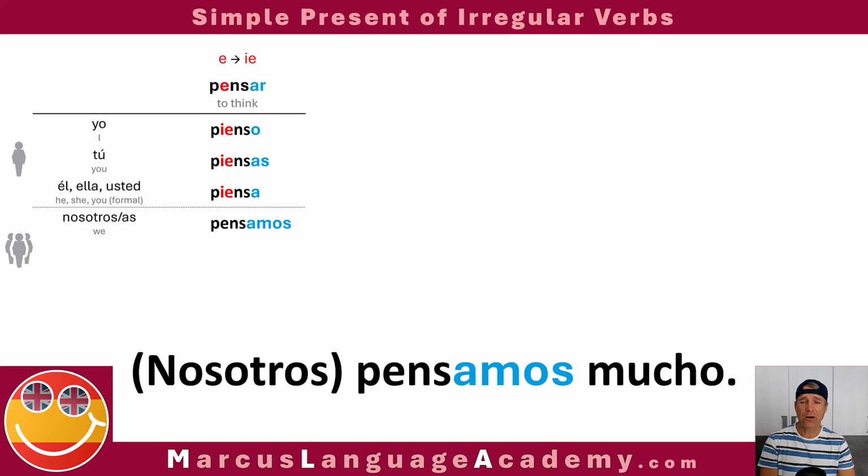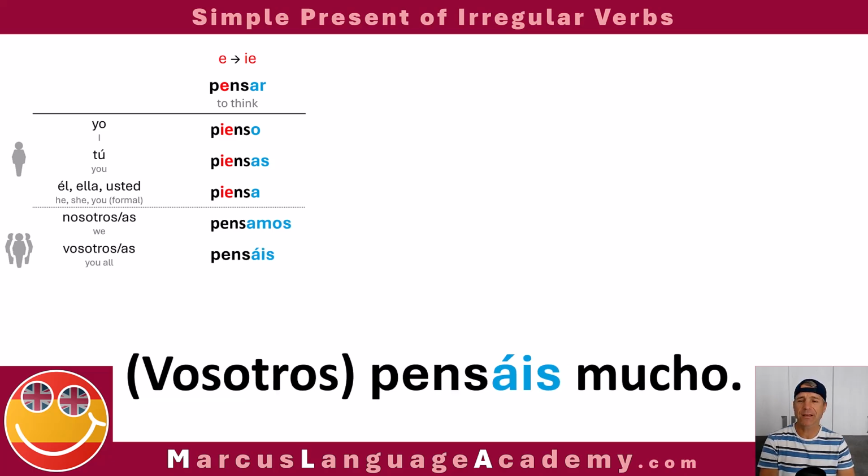Ahora, now we have the plural, and the plural, interestingly, doesn't change the stem, so it's like a regular verb. Nosotros pensamos mucho, or pensamos mucho. Here it's just the ending amos for the we version. So remember, in this group, because the other verbs will do exactly the same, we just put the ending amos and we don't change the stem, so it looks regular.